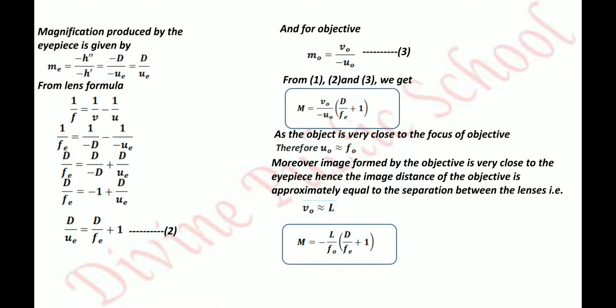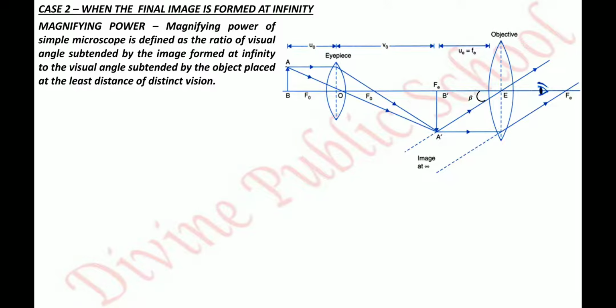Okay, let us move ahead now. The next thing is when the final image is formed at infinity. Let us see the ray diagram first of all. In the ray diagram, as you can see, now the image formed by the objective is so adjusted that it falls on the focus of the eyepiece only. And whenever an object is on the focus, the lens makes its image at infinity.